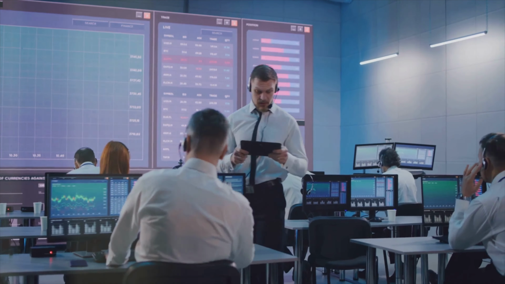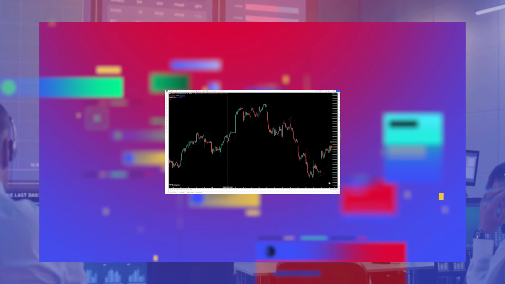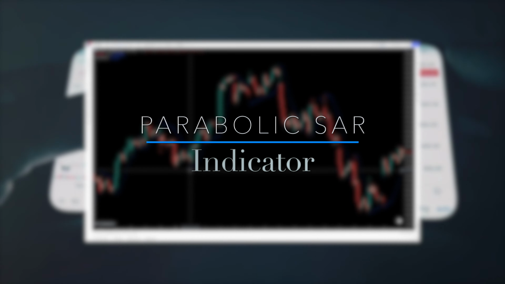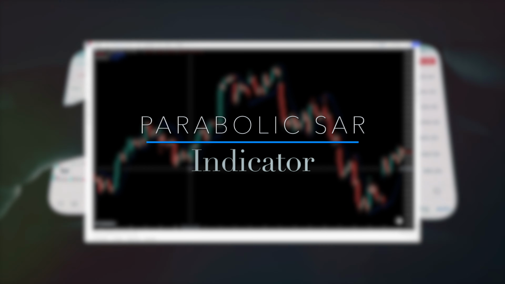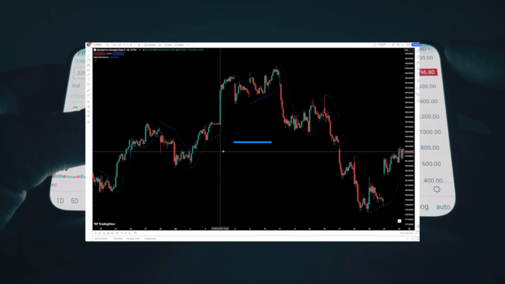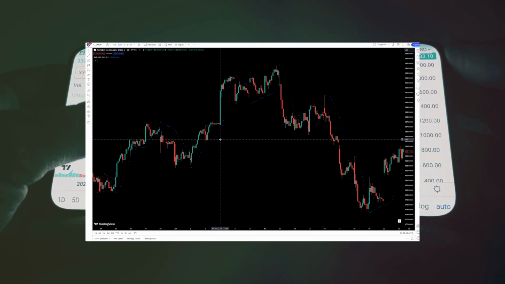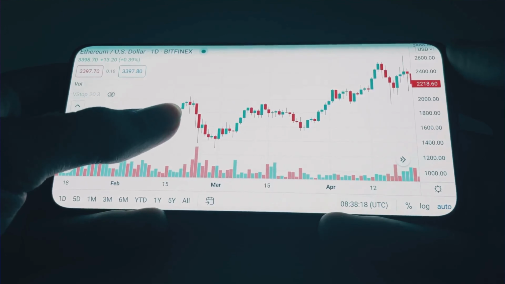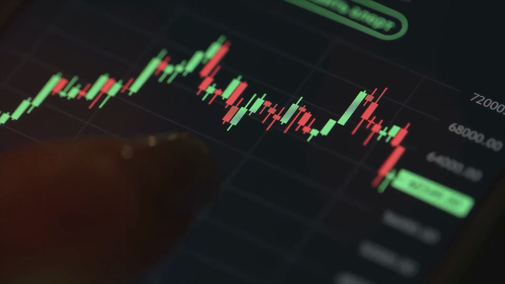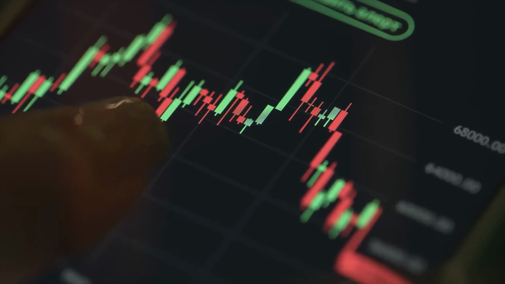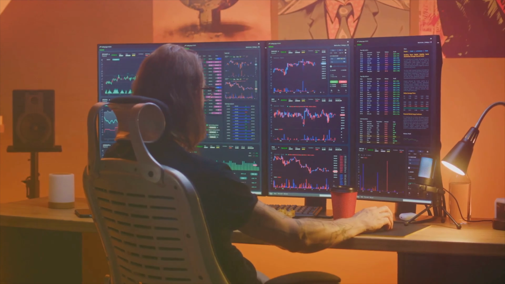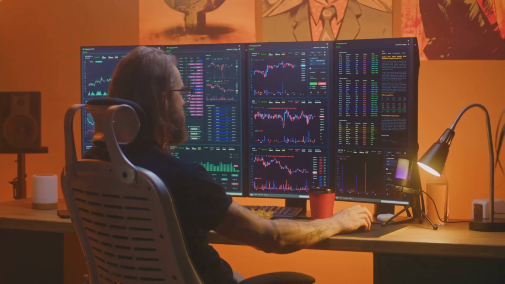Ever wondered how professional traders predict market reversals with precision? The Parabolic SAR, developed by J. Wells Wilder Jr., is a popular technical analysis tool used to determine the direction of an asset's momentum and the point at which this momentum has a higher than normal probability of switching directions. Let's dive into how you can trade effectively using the Parabolic SAR.